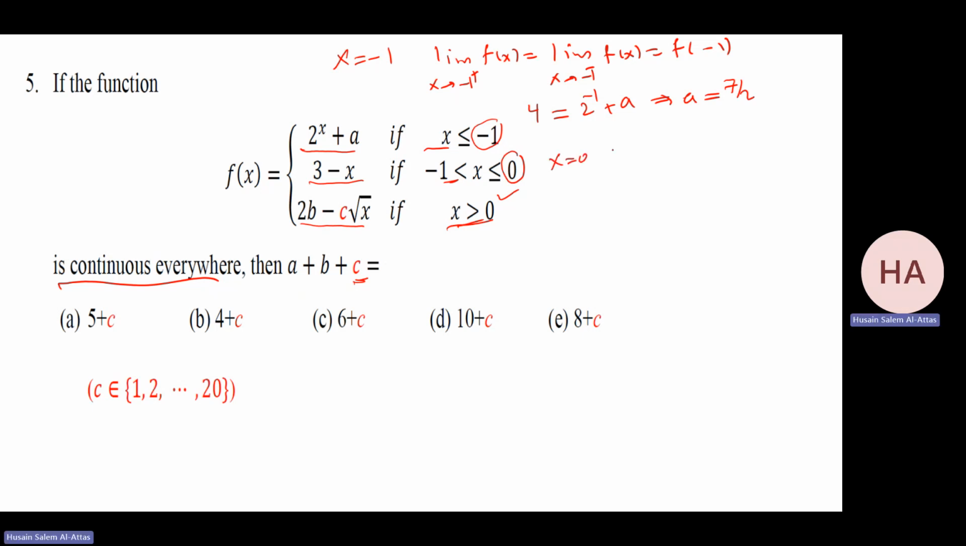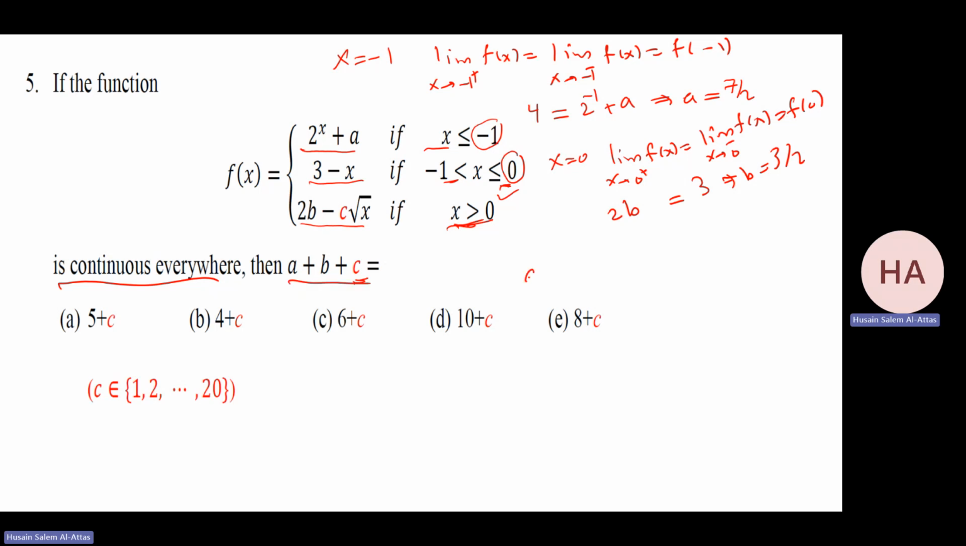Now, what about x equal 0? I know limit x goes to 0 from right equal limit x goes to 0 from left equal f at 0. From right, I am here. Substitute, you get 2b. From left, I am here. So that will be 3. That means b equals 3 over 2.